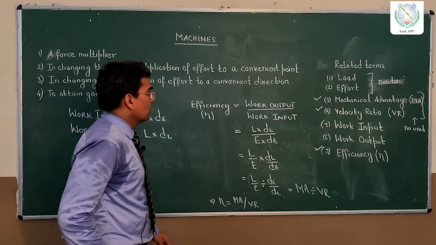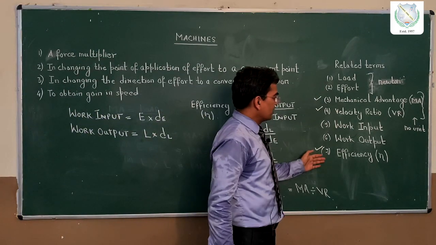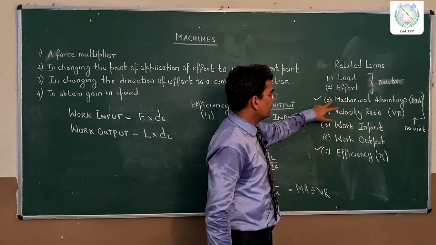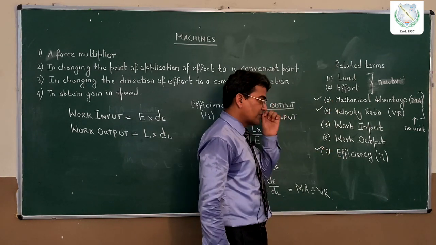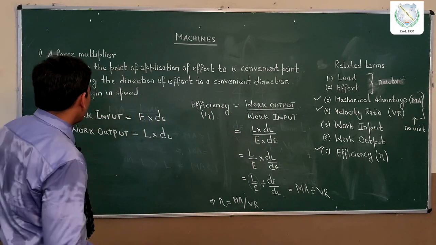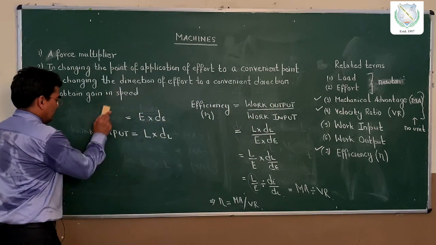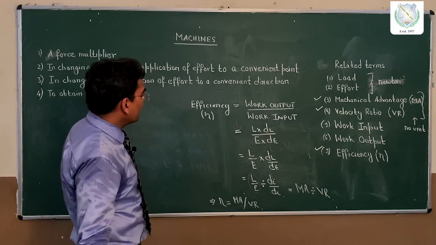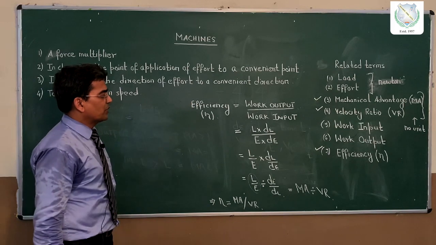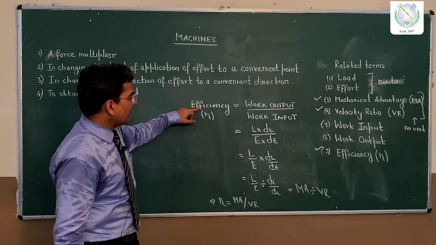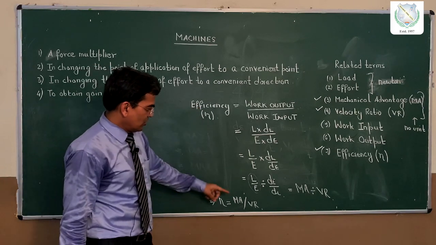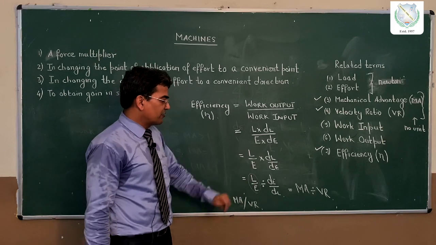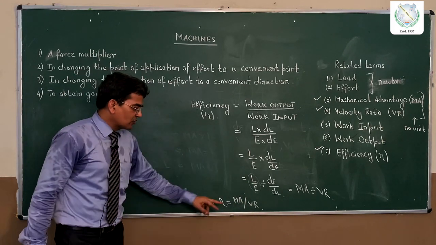So hope this is now clear to you. These 7 terms we have discussed over here, and then finally we have derived the relation between MA, VR and efficiency. Now as efficiency is again a ratio, but mostly we represent efficiency in terms of percentage. So when we have to find efficiency in terms of percentage, you will use the same formula and multiply it by 100 to get the efficiency percent. Now again we get 3 cases over here.